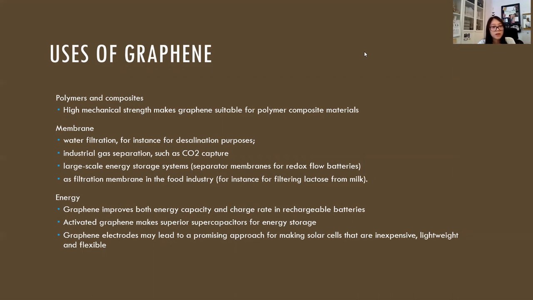And graphene can also be used for energy. Graphene improves both energy capacity and charge rate in rechargeable batteries. Activated graphene makes supercapacitors for energy storage. Graphene electrodes may lead to a promising approach for making solar cells that are inexpensive, lightweight, and flexible.